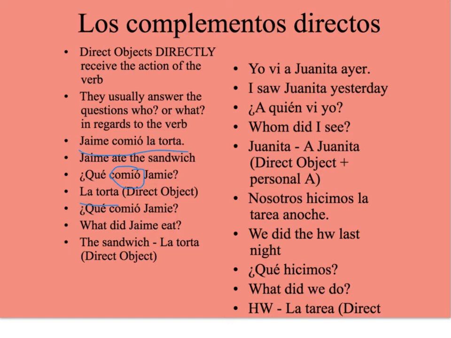You need to learn how to identify direct objects so that we can learn to replace them with direct object pronouns. Yo vi a Juanita ayer, I saw Juanita yesterday. Whom did I see? That would be Juanita. Okay, she's the direct object. The a in front of her is called the personal a. We'll talk about that in a second.